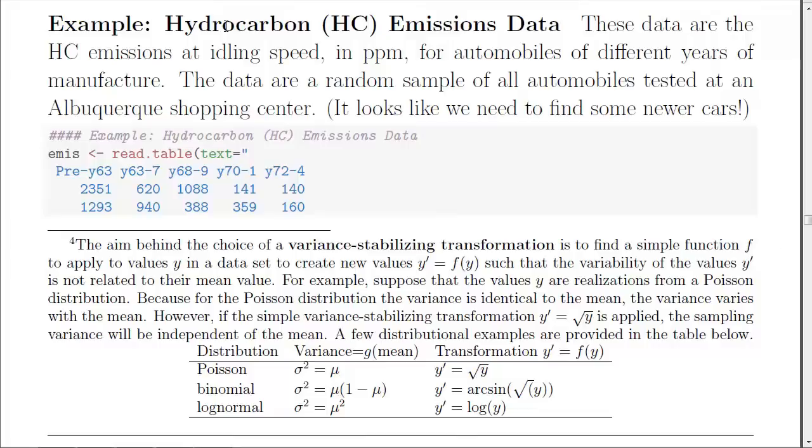This is hydrocarbon emission data for cars that are at idling, and we're going to measure those hydrocarbons in parts per million. And these are going to be on automobiles of different years of manufacture. In particular, these data were collected as a random sample among all automobiles tested at an Albuquerque shopping center.